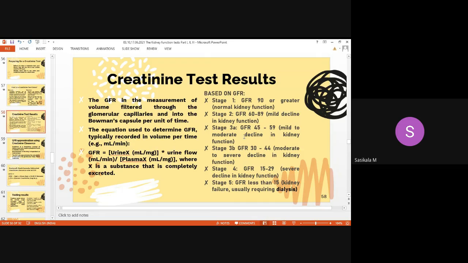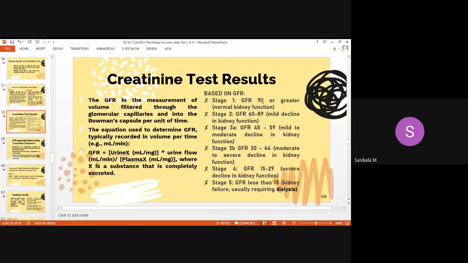Okay, and GFR is compared at various stages to know about the kidney function. Stage 1 represents a GFR of 90 or greater, which says normal kidney function. 90 or more than 90 indicates the normal function.